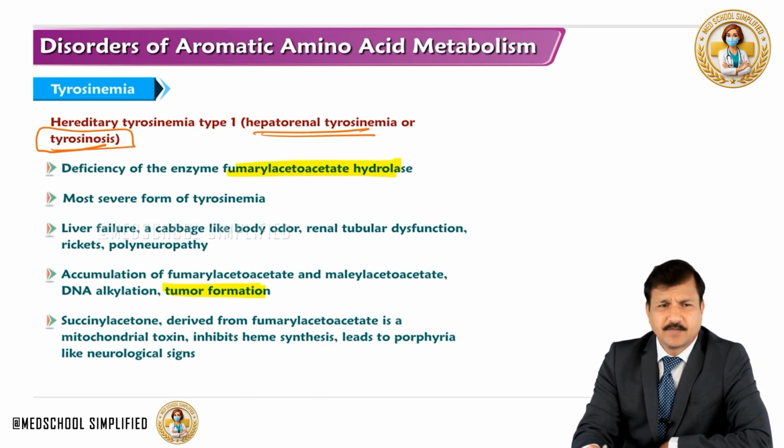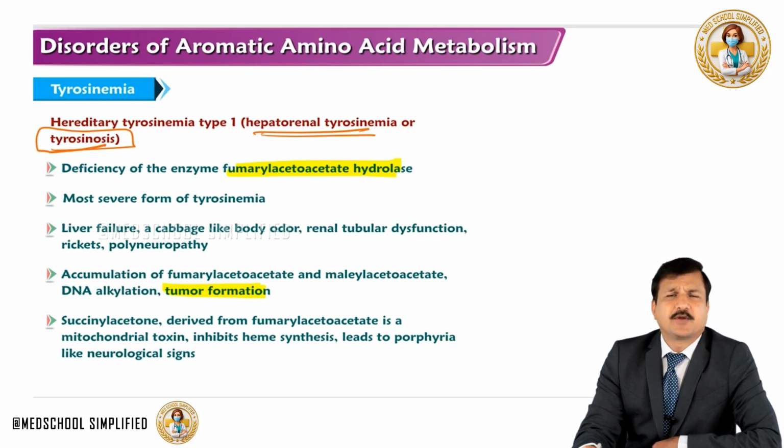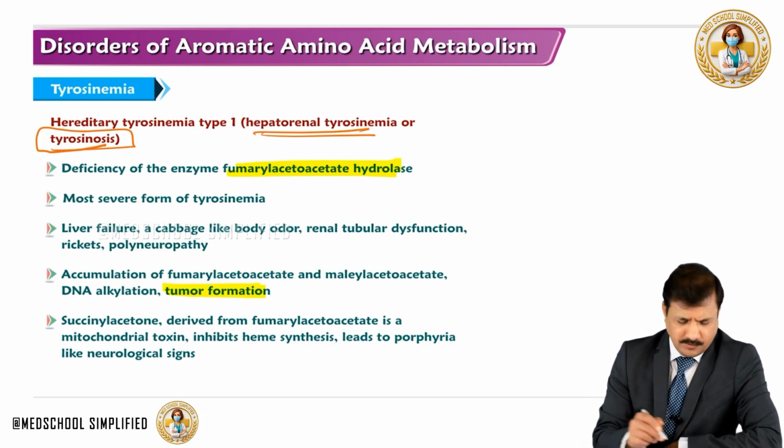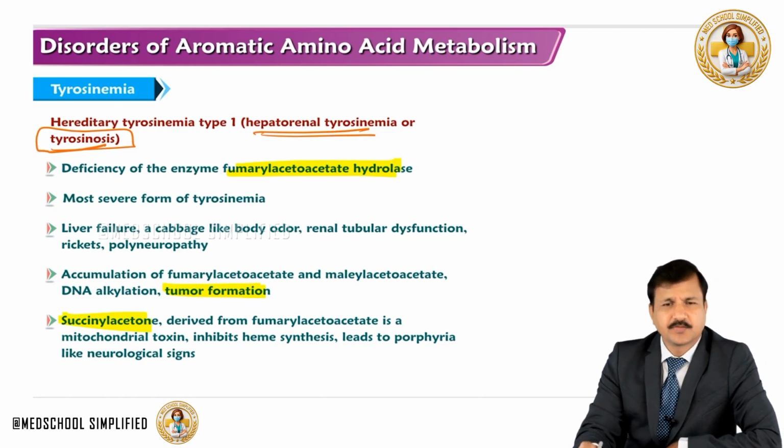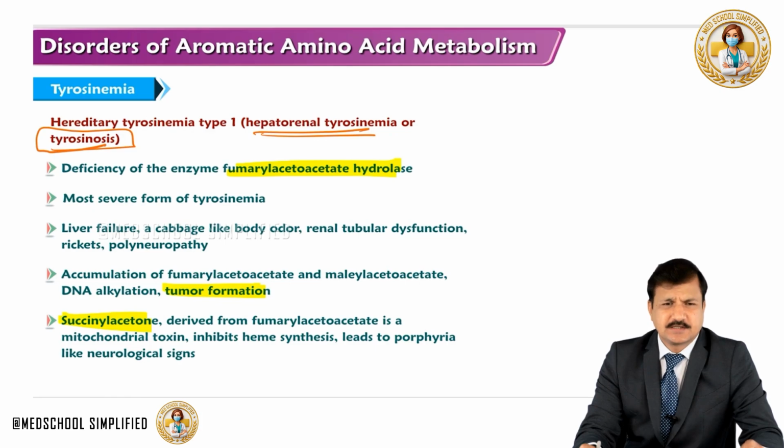Fumarylacetoacetate and malylacetoacetate are DNA alkylating agents, and they can cause DNA damage and may predispose tissues to tumor formation. Not only that, patients with tyrosinemia will suffer from liver damage and kidney damage, and may go into liver failure and kidney failure. The reason for that is fumarylacetoacetate and malylacetoacetate can be converted into succinylacetone, a mitochondrial toxin, and succinylacetone also inhibits heme synthesis.